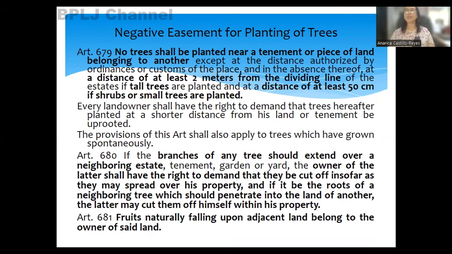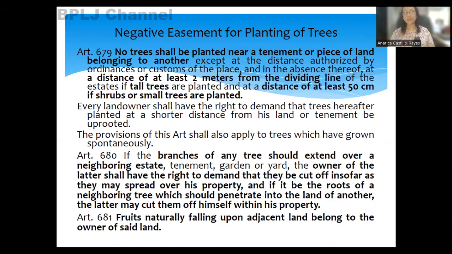So if you have an adjoining estate, the tall trees that should be planted should be at least 2 meters from the dividing line. Okay? And in case of shrubs, it should be 50 centimeters. What if the required distances are not observed? Every landowner shall have a right to demand that the trees planted at a shorter distance from his land be uprooted. You acquire the right to demand that the said trees be uprooted.